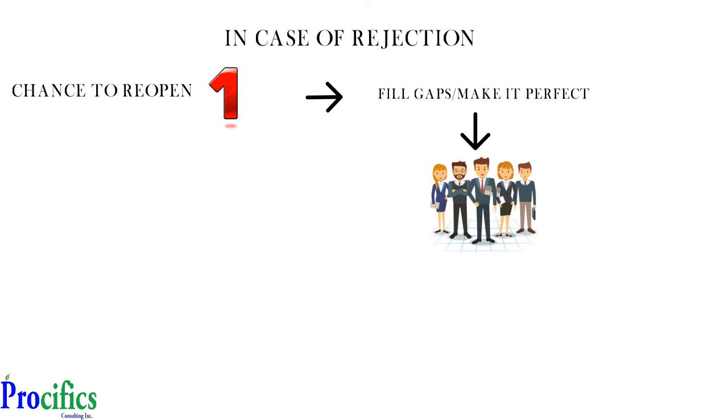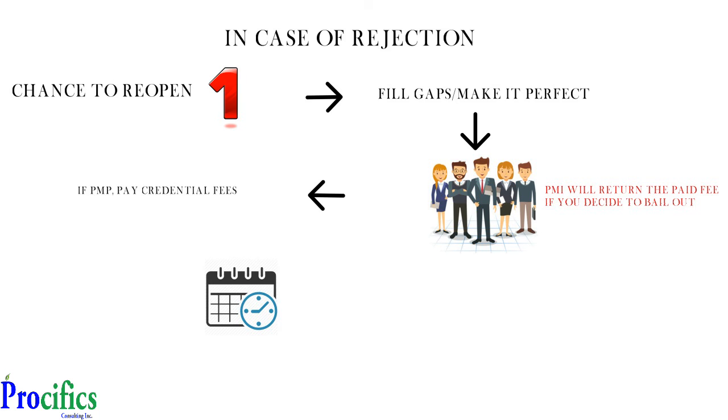If you decided to skip the second review and call an end to your application, PMI will return the paid fees. You can check the corresponding credential handbook for current pricing and returns. When the application passes the panel review, you will receive a notification email, and here you have two scenarios. For PMP, you will need to pay the credential fee and schedule your exam. For PfMP or PgMP, having already paid the fees, you can directly schedule your exam.